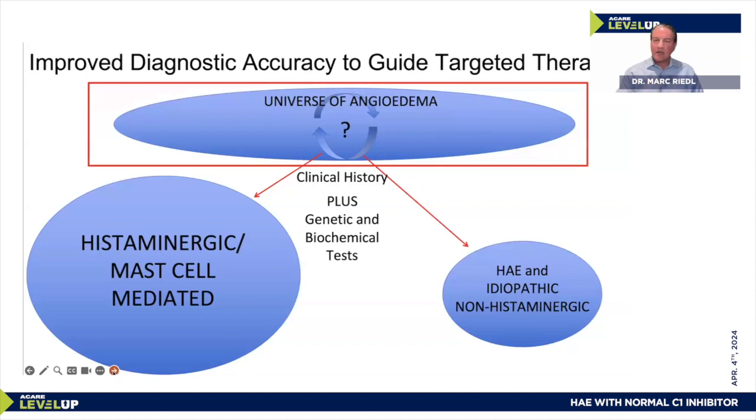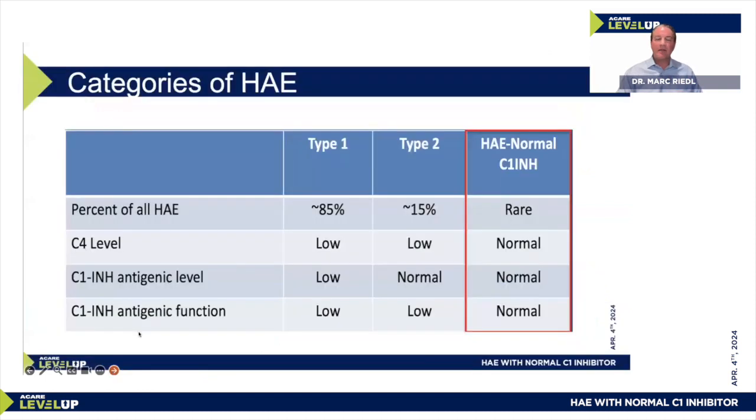And while this diagram is a bit of a simplification, I think most of us would agree that we're really trying to get at whether this is a mast cell mediated problem or a non-histaminergic, non-mast cell issue, which we believe in most cases is a contact system bradykinin mediated condition. And there are exceptions to this. So again, maybe a bit of an oversimplification, but in clinical practice, this works pretty well to get people to the right therapy.